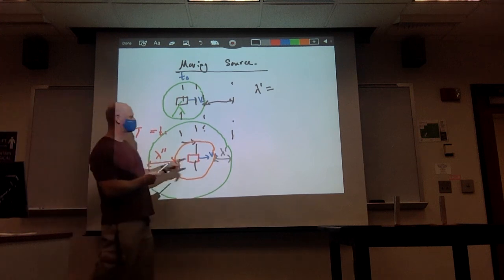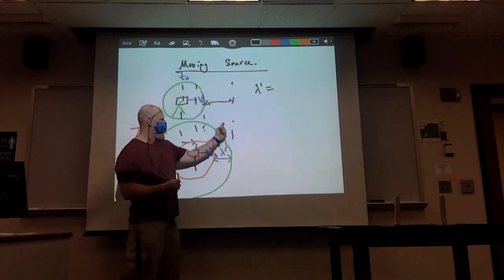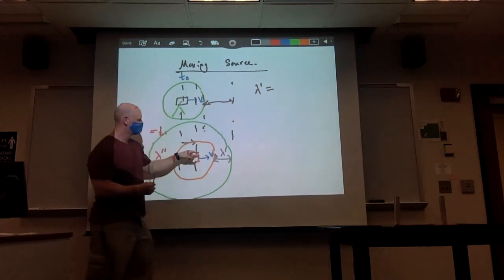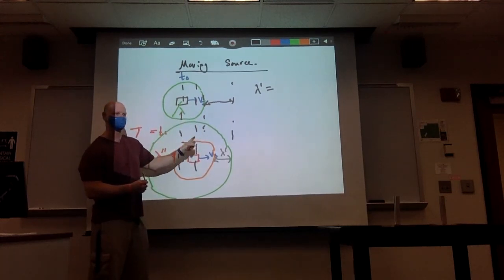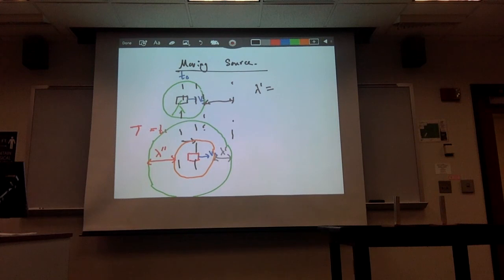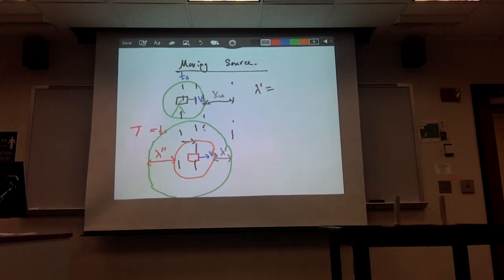So lambda prime, which is the apparent wavelength, is going to be equal to what? Well, it's going to be equal to the distance the wave itself has traveled, this distance here, versus the distance the car has traveled, this distance here. So this is going to be my apparent wavelength. Let's call this X wave, and let's call this one X car. So my apparent wavelength in this case is going to be X wave minus X car.